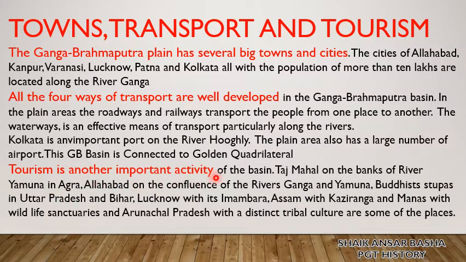Tourism is another important activity of this basin. The Taj Mahal on the banks of the river Yamuna in Agra, Allahabad on the confluence of the rivers Ganga and Yamuna, Buddhist stupas in UP and Bihar, Lucknow with its Imambara, Assam with Kaziranga and Manas national parks with wildlife sanctuaries, and Arunachal Pradesh with a distinct tribal culture are some of the places to be seen under tourism here.